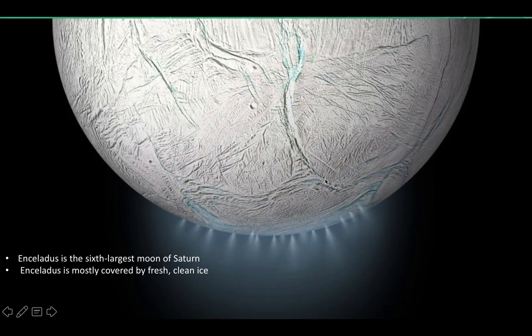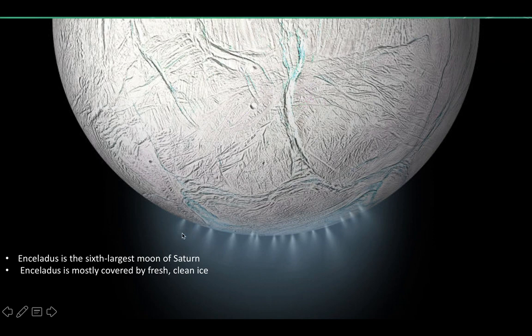This is the image of Enceladus, one of the moons of Saturn. I don't see any volcanoes here, but you see gases coming out from this moon. And this is a very important observation when it comes to Enceladus, because these gases are still puzzling scientists.